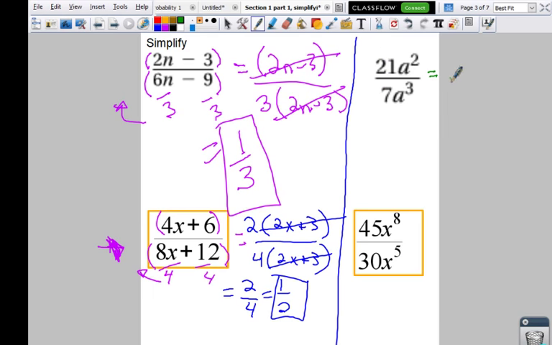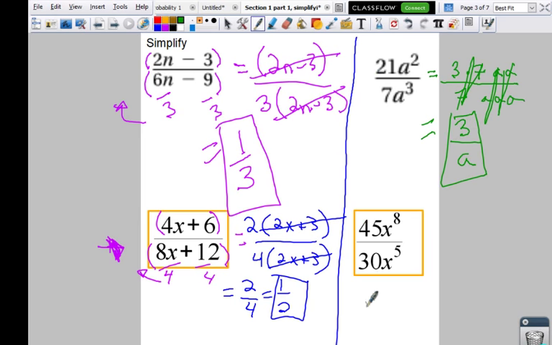21 is really 3 times 7, right? And if I have an a squared, that's 2 a's, right? 7 I can't split apart, but a3 is really 1, 2, 3, right? What's going to cancel out on these? The 7's, right? And 1 a, 2 a's cancel out. So I've got a 3 left over on top, and an a left over on the bottom. So if there's no pluses or minuses, just split them up as much as you can.